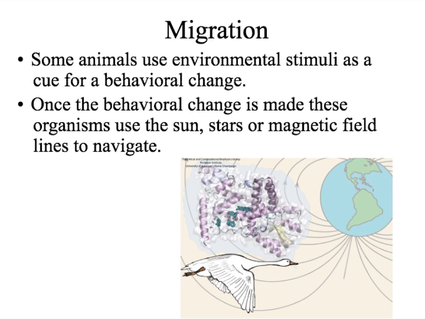And we talked about migratory birds and how we have now determined that there are small magnets in the brain or sinus cavity of these organisms, and that they can use the Earth's magnetic field lines to navigate their migratory patterns.